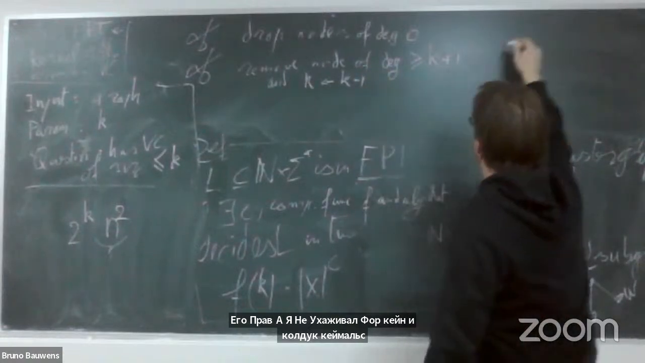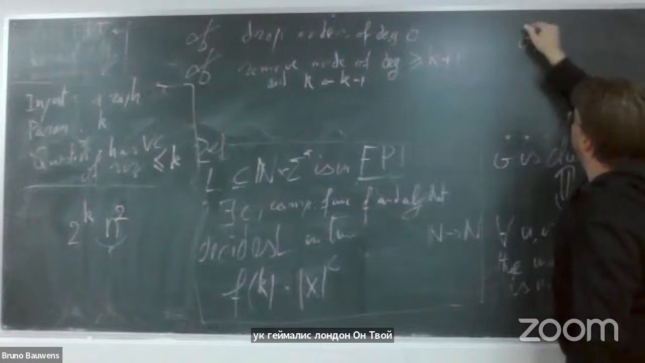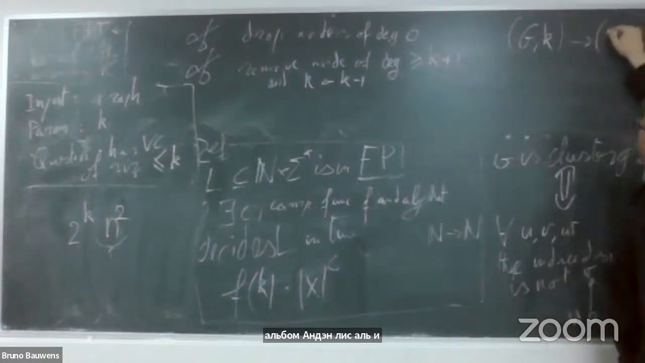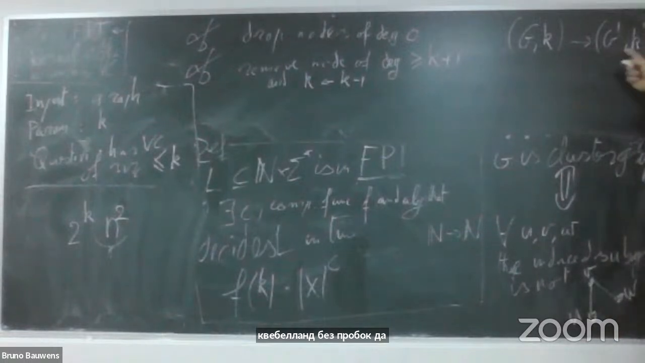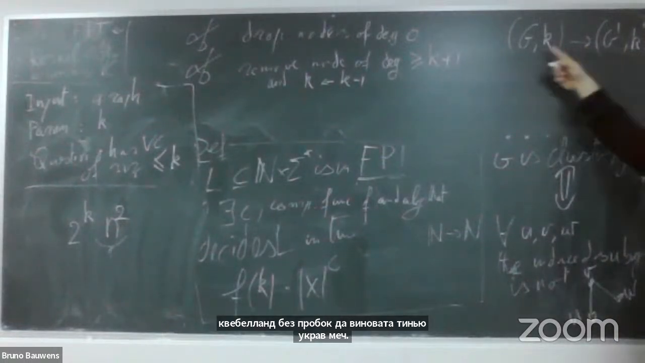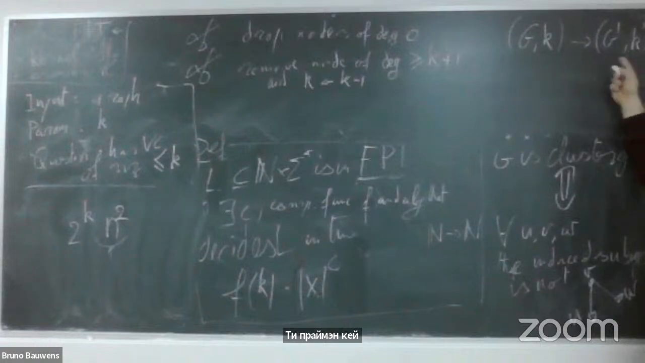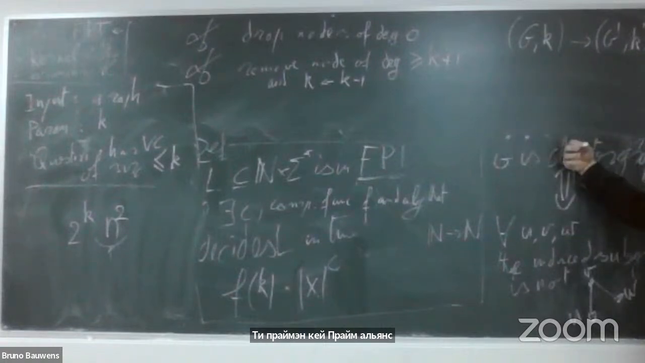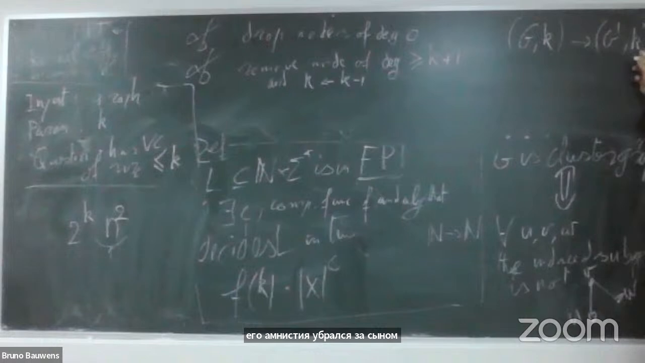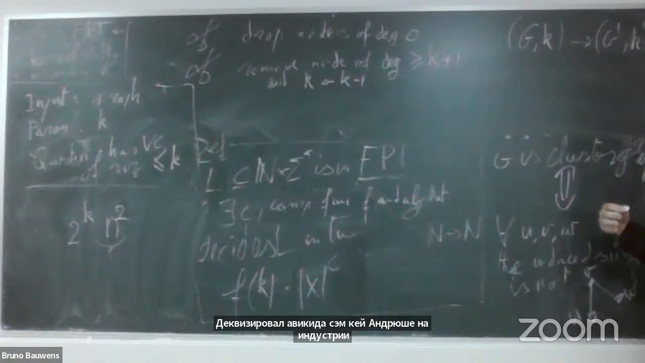So each time, we get the graph and k, and we map it to a new graph G prime and k prime, and the answer on these two graphs is the same. If we drop a node of degree 0 and keep the same k, the answers remain the same. We're just rewriting our input, each time making it easier.